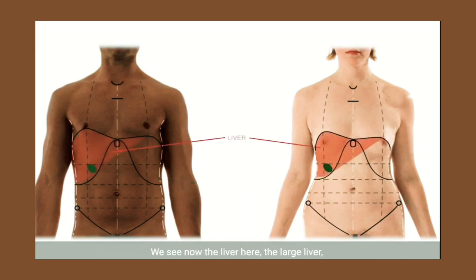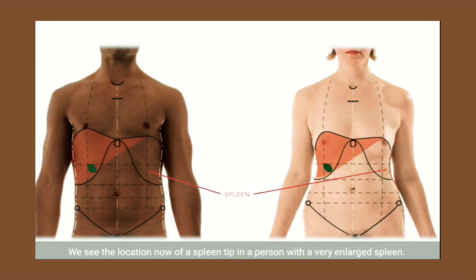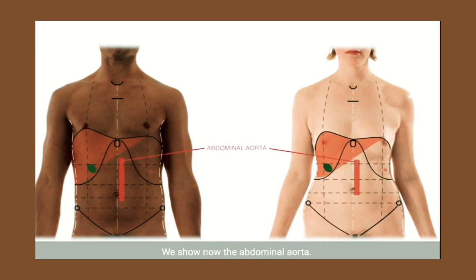We see now the liver here, the large liver. We see it extends as far superiorly as the diaphragm and as far to the left as the nipple. We see the location now of a spleen tip in a person with a very enlarged spleen. It's at the location of about the 8th rib, close to the midclavicular line, and is deep to the rib cage. We show now the abdominal aorta.